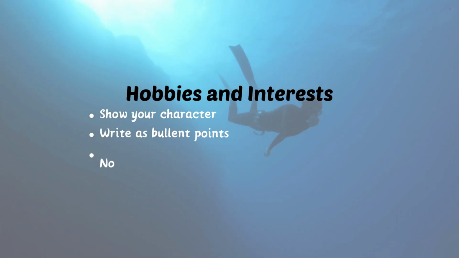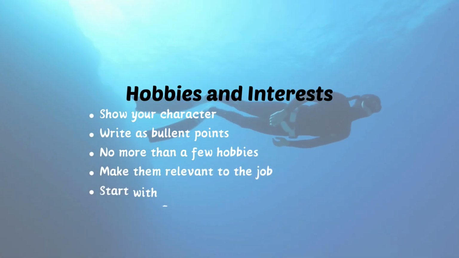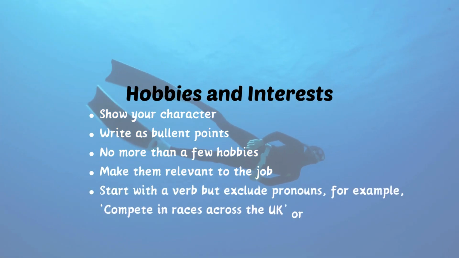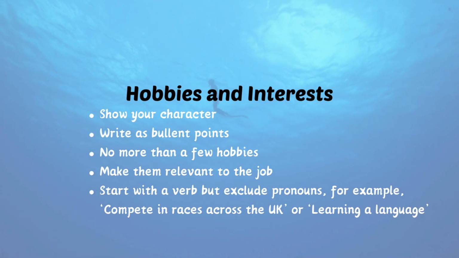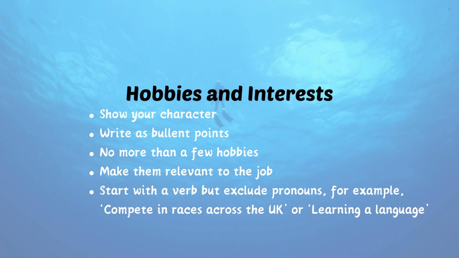It's recommended to include hobbies and interests because it's good for the employer to know a bit about your character. You can write these as bullet points, but don't write more than a few hobbies. If possible, add why this hobby makes you more employable and list them in order of relevance to the job. Start with a verb but exclude pronouns. For example, compete in races across the UK, or you can say learning a language.